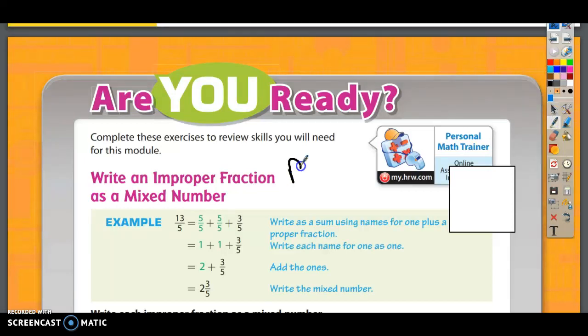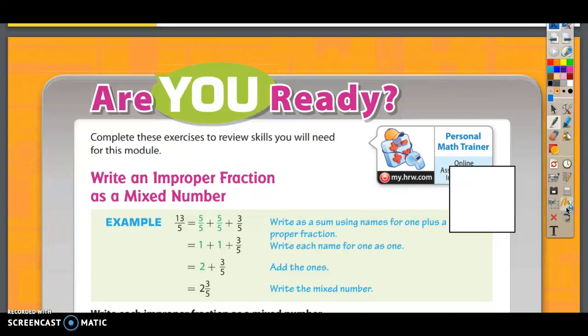All right, we are on pages 76 and 77. This video will cover both pages. And we're getting ready for Module 4. And this Are You Ready page is just a nice review of how to convert improper fractions to mixed numbers, and then some facts and some vocabulary. So let's check it out.